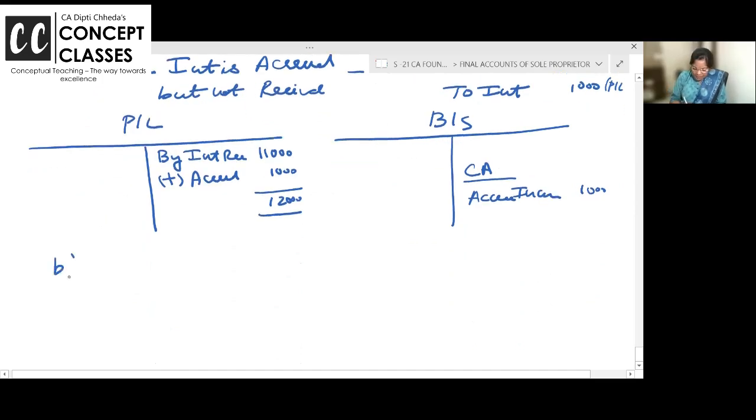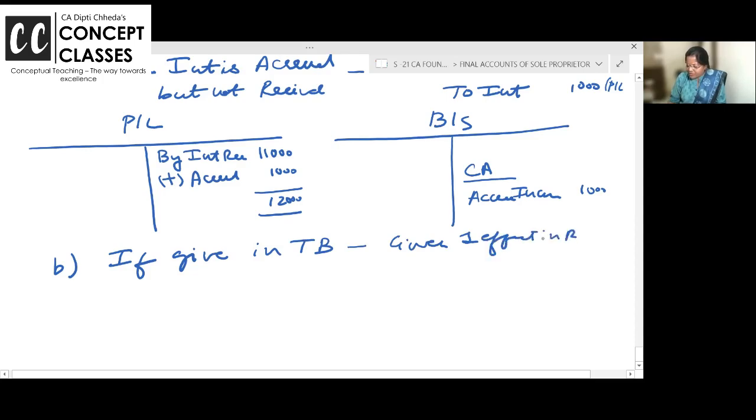Now इसमें B bit भी करो. If accrued income is given in trial balance में ही दे दिया, give one effect in balance sheet. एक ही effect देंगे, balance sheet में ही लिखेंगे. Because if it's appearing in trial balance, it means the journal entry is passed. Accrued income to income, then only accrued income is appearing in the trial balance. So no need to add it in the income. Directly take it in the balance sheet.